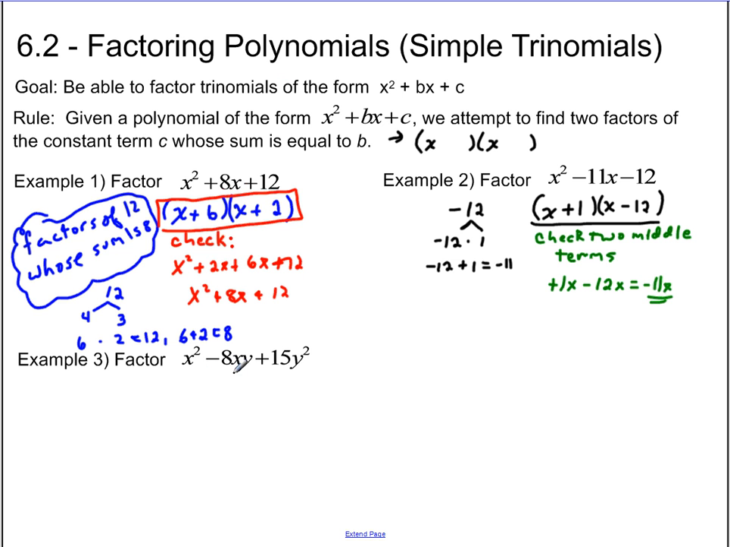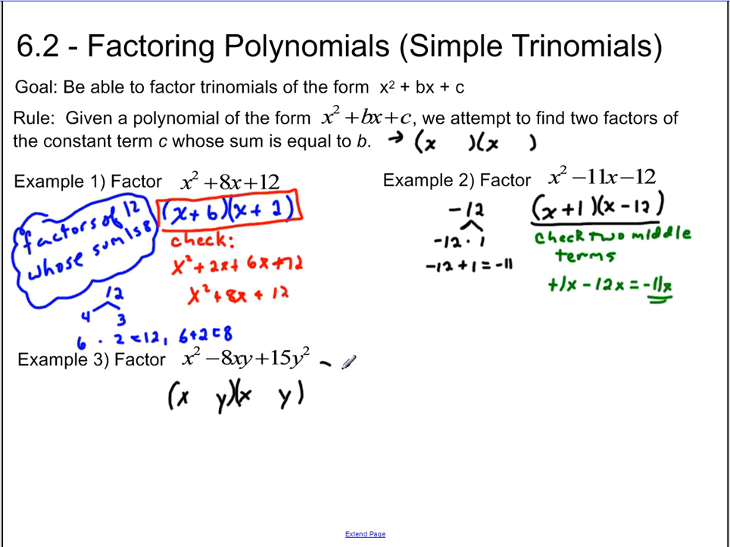Let's try this one. Well, it seems a little bit more complicated, but actually not so bad. In this case, we're going to have two factors, but because we've got x and y, right, we know that the first terms must contain x, and the last terms must contain y. And the reason why is because, well, y times y gives us y squared, and x times x gives us x squared. So it'll be something involving x and y. Now the question is going to be what?